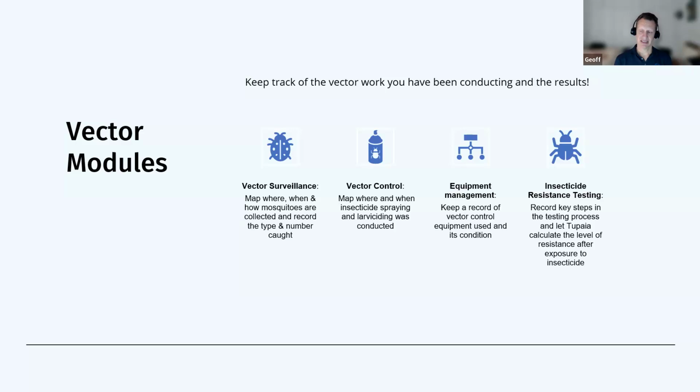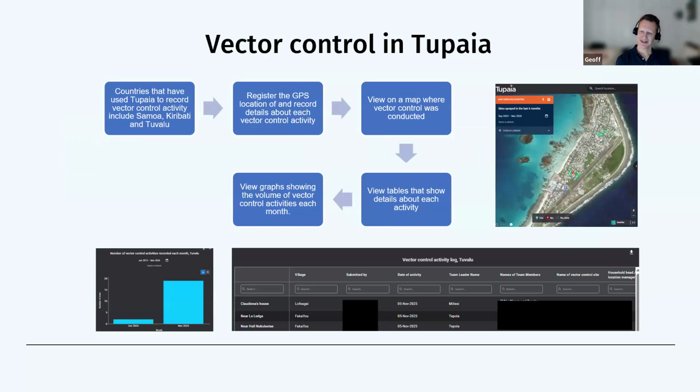And then there's also insecticide resistance testing. So you can record the key steps in the testing process and let Tupaia calculate the level of resistance after exposure to insecticide. So those are the four modules. And I'll just briefly go into a little bit more detail on the vector control module.